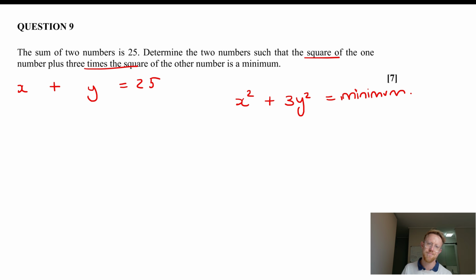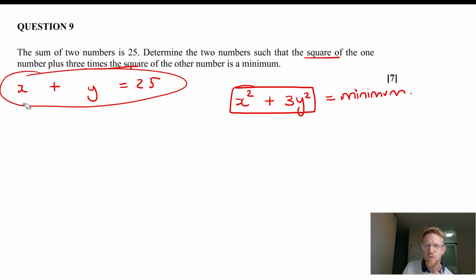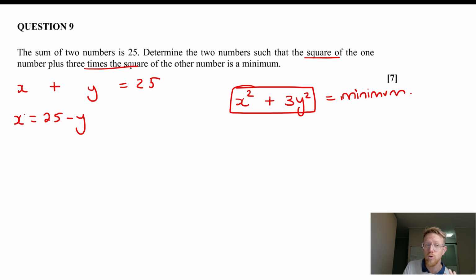So we want this thing to be a minimum. Now, how do we normally find the minimum of something? We take the first derivative and we make it equal to 0. The problem is we can't take the first derivative of this just yet because there's more than one variable. We've got x and y. But they've given us this information over here. So all we do is go get one of these by themselves. I'm just going to get the x by itself, so 25 minus y. But if you got the y by itself, it doesn't matter.